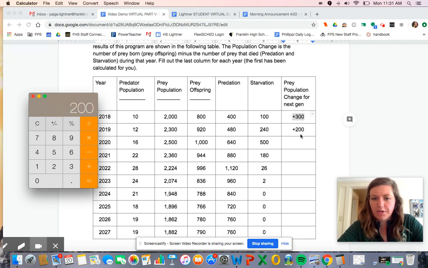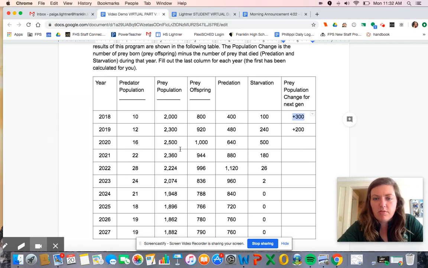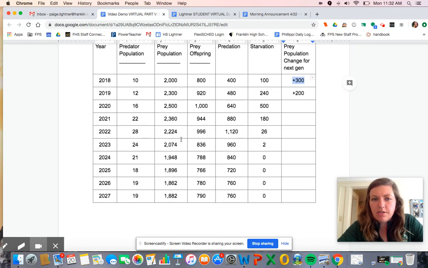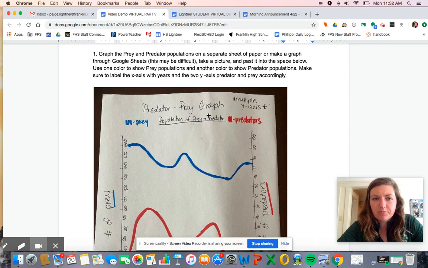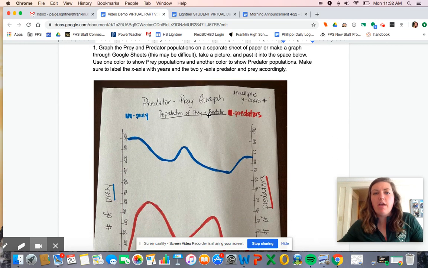So positive 200 here. Here we get some numbers that are definitely going to be negative, which means that the prey population decreased over time. And you can see that that's happening as we go through these years here. So first, you're going to fill out this data, and you're going to then use this data to construct your graph. So now you're going to graph the prey and predator populations on a separate sheet of paper. You can also use Google Sheets. Honestly, I think this is going to be a lot easier if you just do it on a piece of paper and then submit a picture of it. And you're going to paste it into this document.